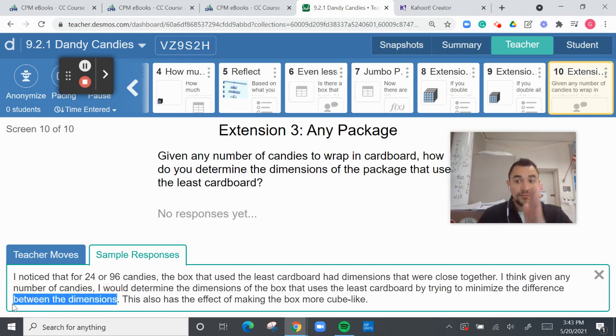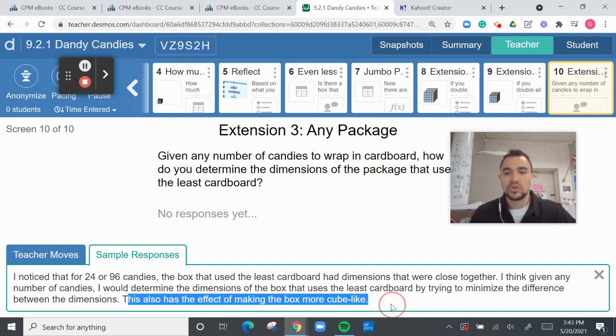So like 4, 4, and 4 is perfect. 4, 3, 2 is pretty good. 18, 1, and 1 is awful. This also has the effect of making the box more cube-like. Exactly. We want it to be cube-like. So those are the answers that you're looking for.